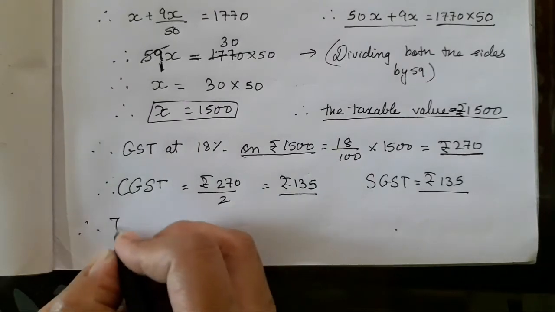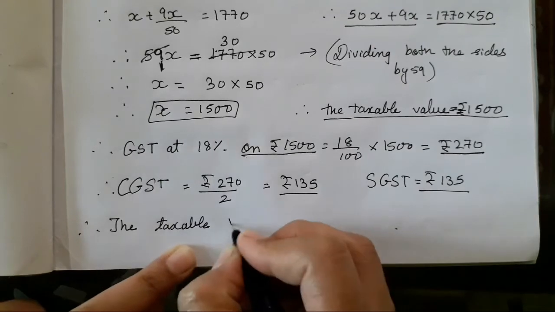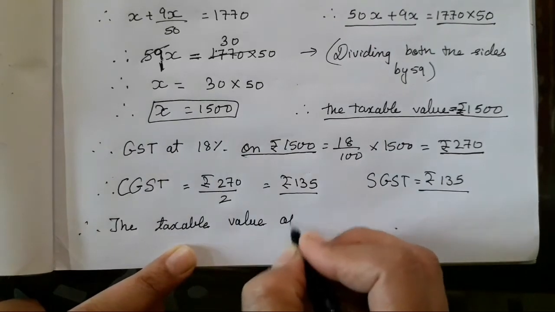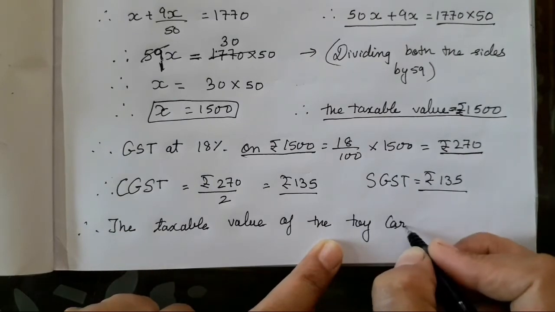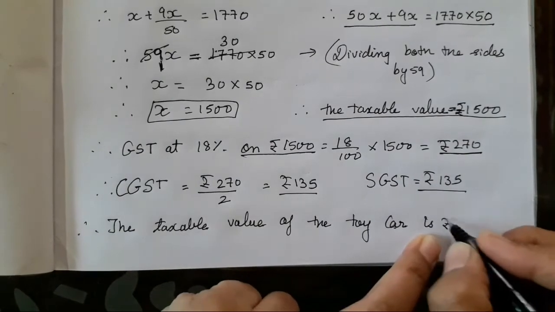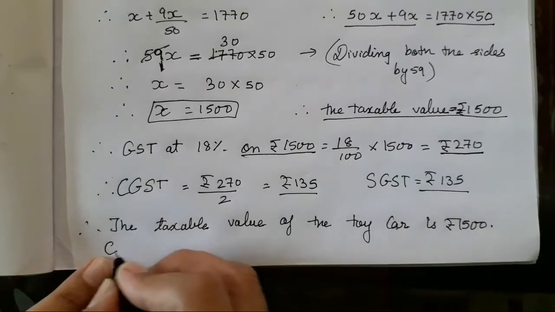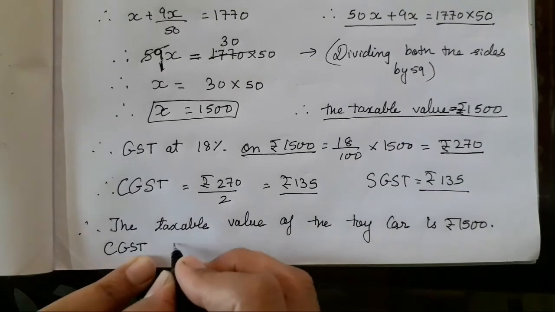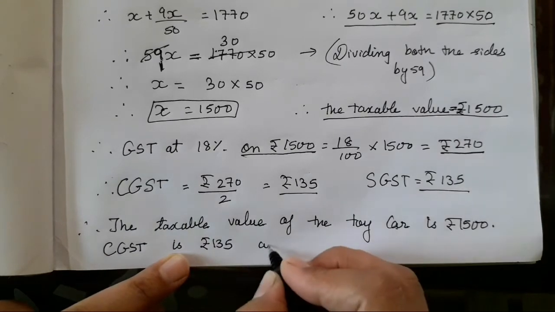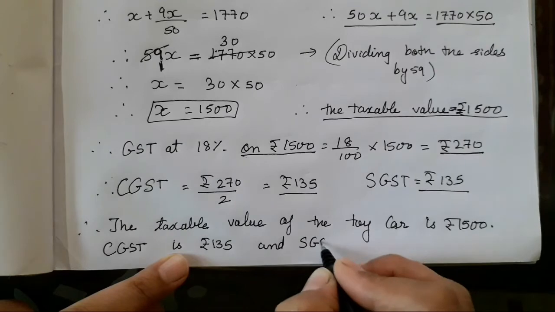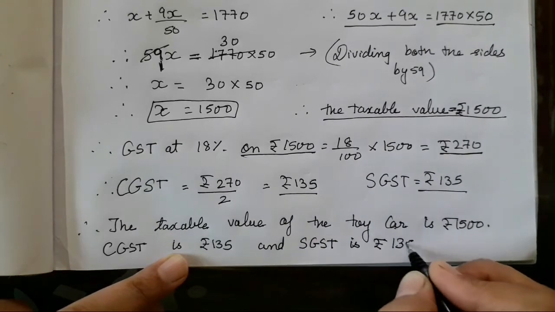Okay, so you all have got both the answers now. So write the conclusion because it's a problem sum. So the taxable value of the toy car is rupees 1500 and CGST is rupees 135 and SGST is rupees 135.